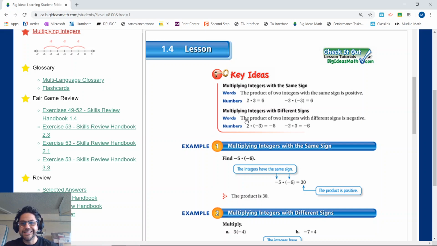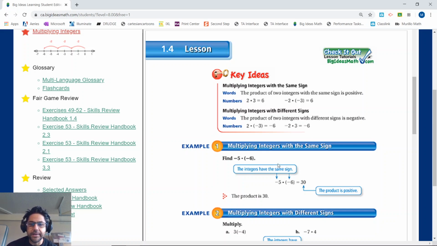But when we get to our different signs, let's see. The product of two integers with different signs is negative. If there's one negative sign and one positive sign, different signs, the answer is negative. Now, we can all make silly mistakes, and I think that's when it occurs in this section: students going a little bit too quickly. So again, be careful, take your time.